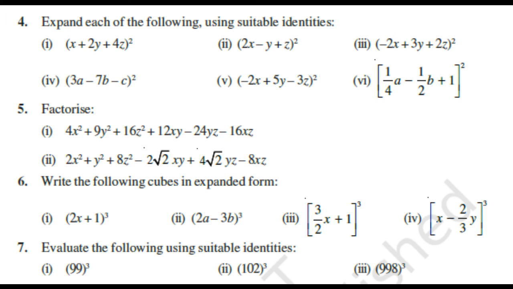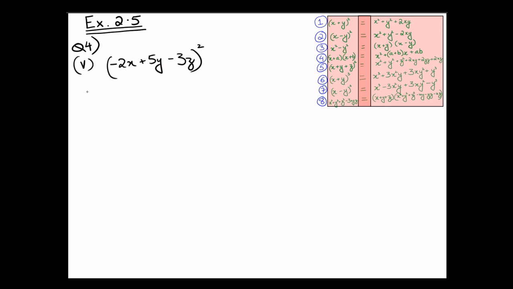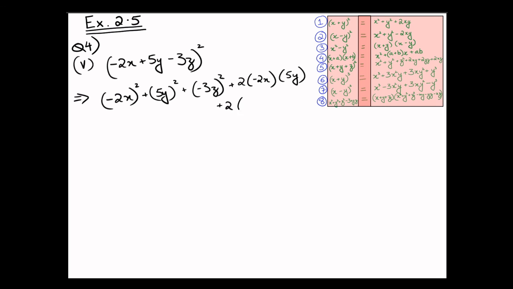Part number 5 is minus 2x plus 5y minus 3z whole square. We're pretty used to using identity number 5 over here. We make this minus 2x whole square plus 5y square plus minus 3z whole square plus 2 times minus 2x into 5y plus 2 times 5y into minus 3z plus 2 times minus 2x into minus 3z.